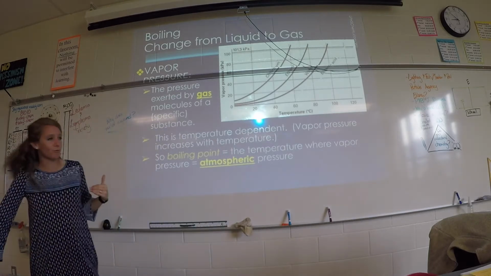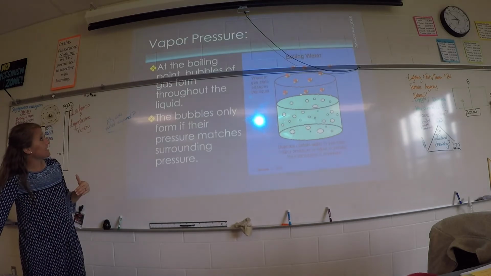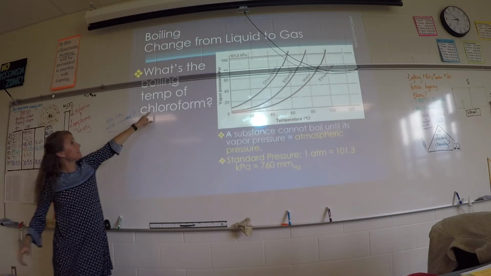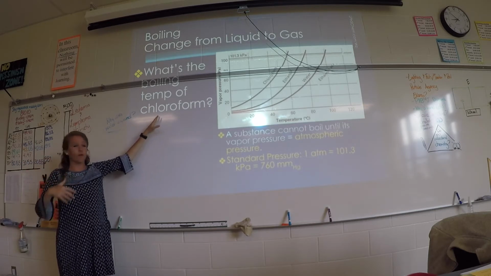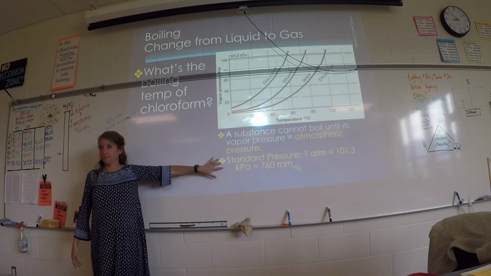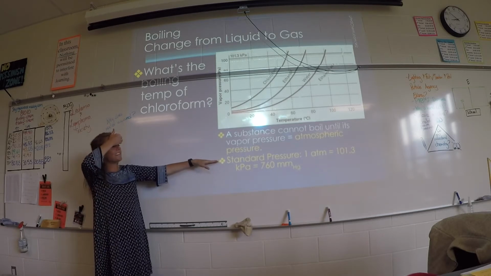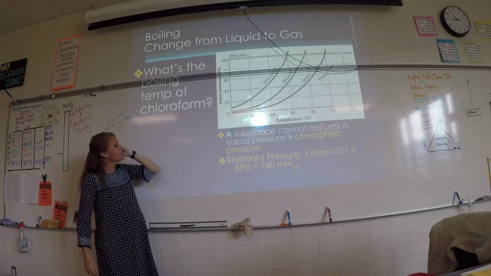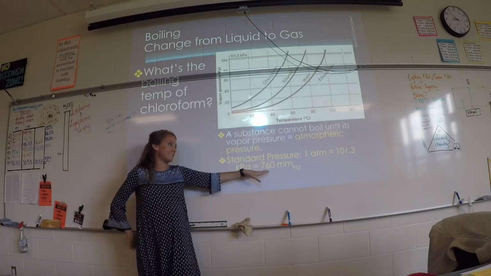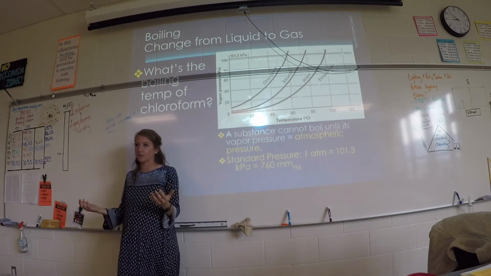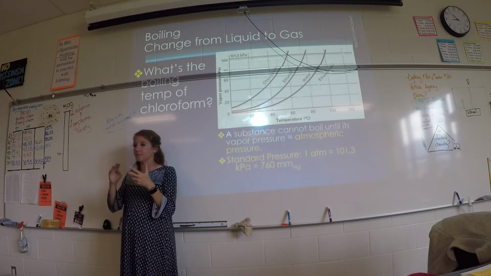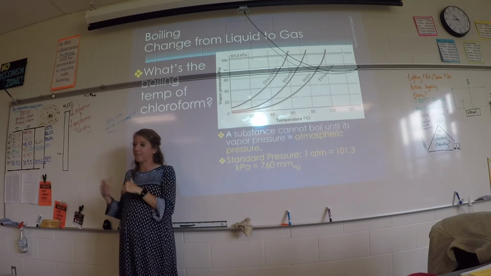So when we read this graph, let's say we wanted to find the boiling point temperature of chloroform. We're going to say we're at sea level. So here's standard pressure. Standard pressure is 1 atm or 101.3 kilopascals or 760 millimeters of mercury. So these are just different units of pressure, like in temperature, we have Kelvin, Celsius, and Fahrenheit. Those are just the different units.